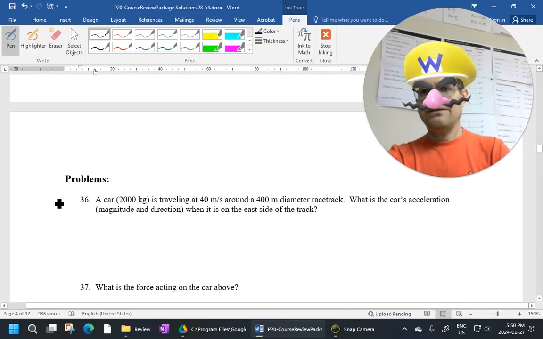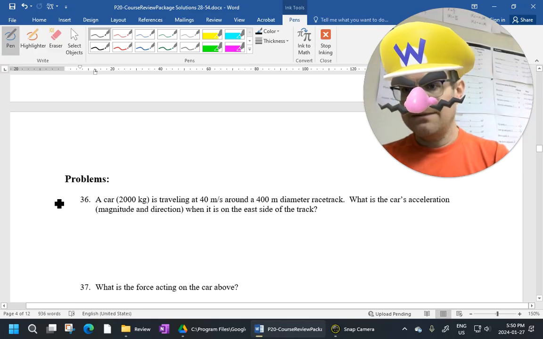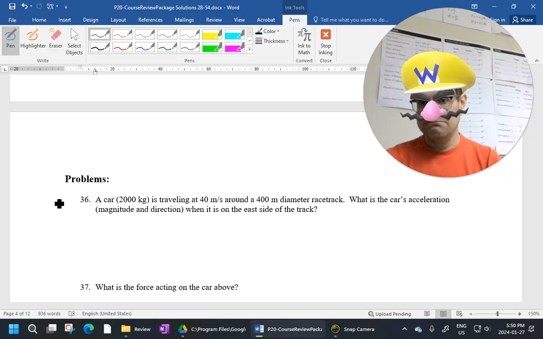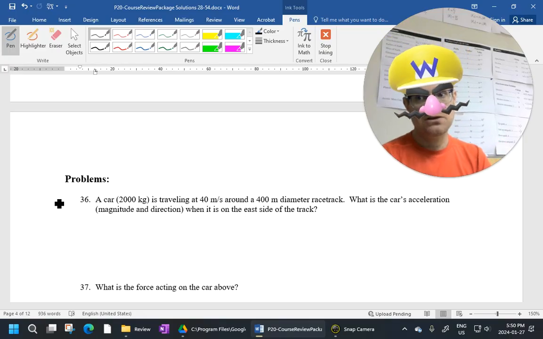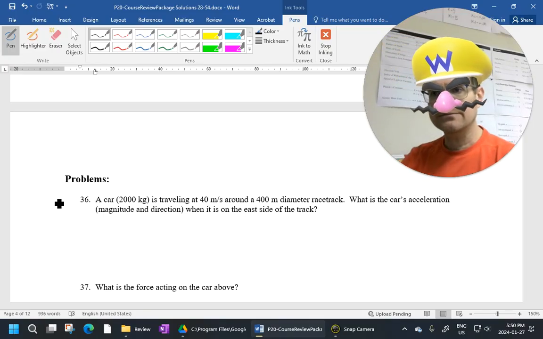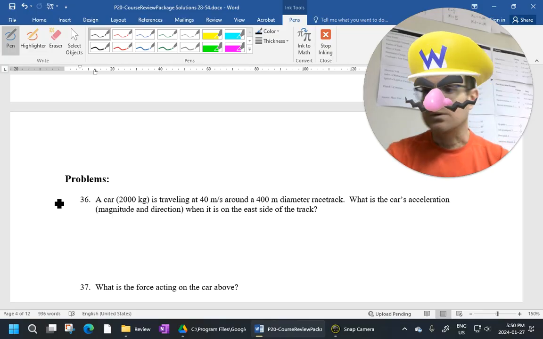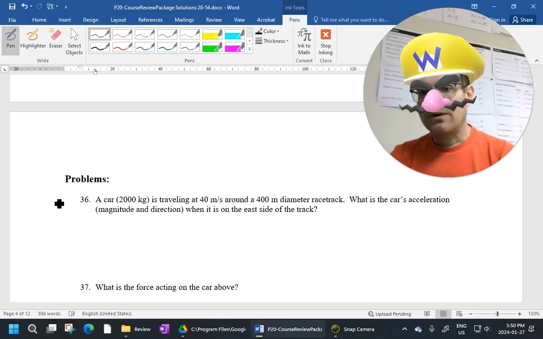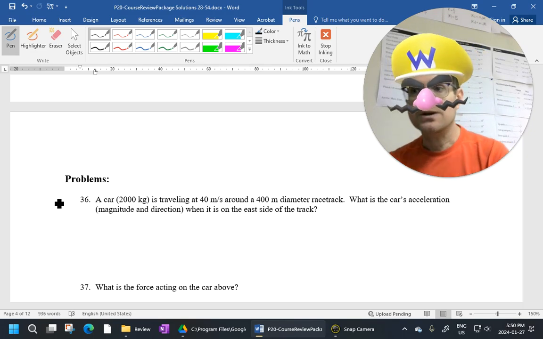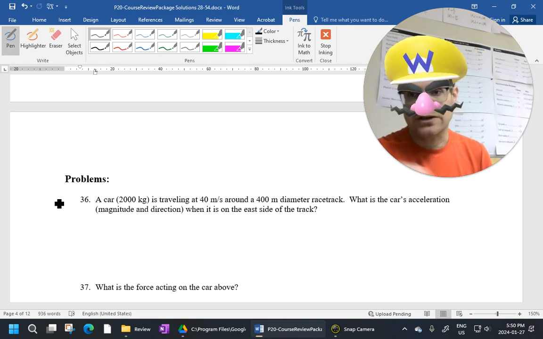Okay, so you got this car traveling at 40 meters per second around a 40-meter diameter racetrack. What's the car's acceleration, magnitude, and direction? Usually when we talk about centripetal force, we don't give the direction because we know it's acting towards center. But we'll just do it anyway. And when it's on the east side of the track, I guess because they're telling us where it is, we can actually say which way it's going. All right, so we're on this track that's circular.